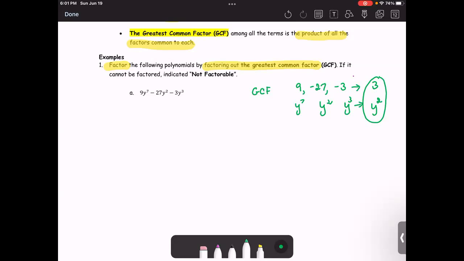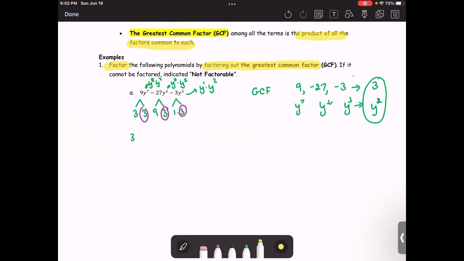Another way you can figure it out would be breaking up the 9, 27, and 3 to see the common factors. So 9 is 3 times 3, 27 is 9 times 3, and 3 is just 1 times 3. So we have the common factor as the value 3. So we're going to take the 3 out as a common factor, and also y to the second as the lowest power. Therefore, y to the 7 means y to the fifth times y to the second. Y to the second means y to the 0 times y to the second. And the last one, y to the third, means y to the first times y to the second.